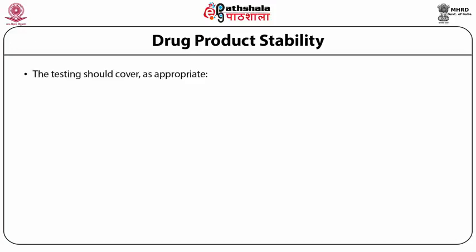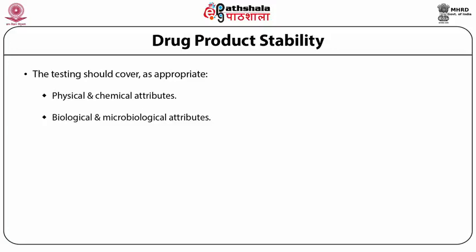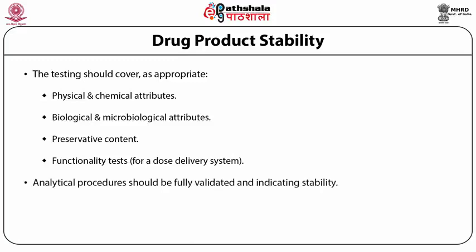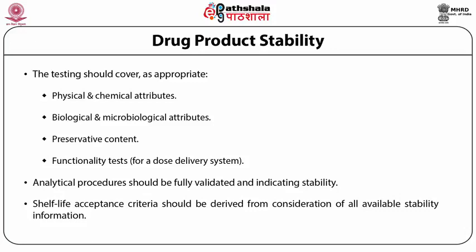The testing should cover, as appropriate, the physical, chemical, biological, and microbiological attributes, preservative content, for example, antioxidant and antimicrobial preservatives, and functionality tests, for example, for dose delivery systems. Analytical procedures should be fully validated and stability indicating. Shelf life acceptance criteria should be derived from consideration of all available stability information. It may be appropriate to have a justifiable difference between the shelf life and release acceptance criteria based on the stability evaluation and the changes observed on storage.